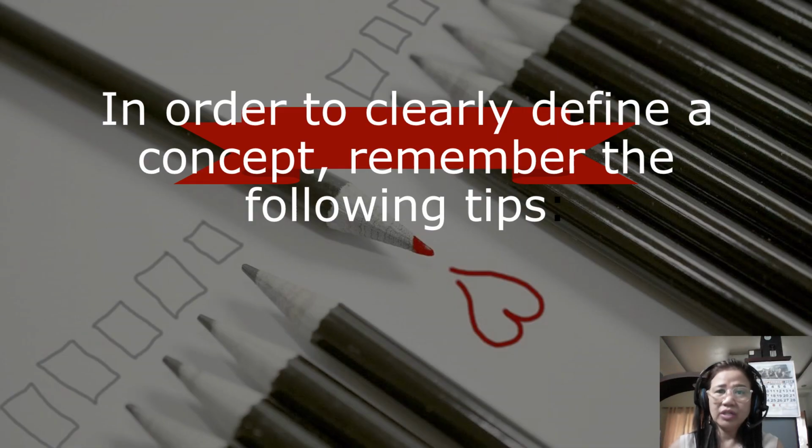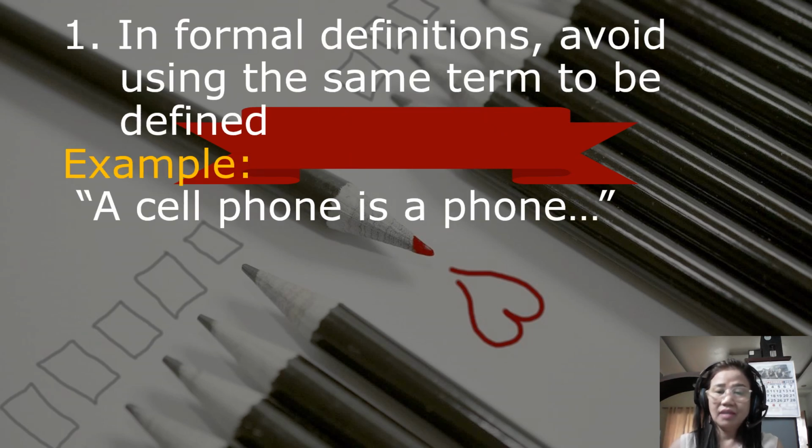Next, in order to clearly define a concept, remember the following tips. So I am going to discuss with you the tips on how you are able to craft a concept. Number 1, informal definitions. Avoid using the same term to be defined. Example, a cell phone is a phone. So the word phone is repeated in this example. So you cannot repeat the same words when you are defining terms under formal definitions. It will sound redundant.